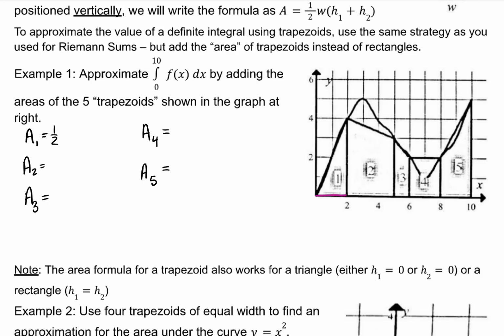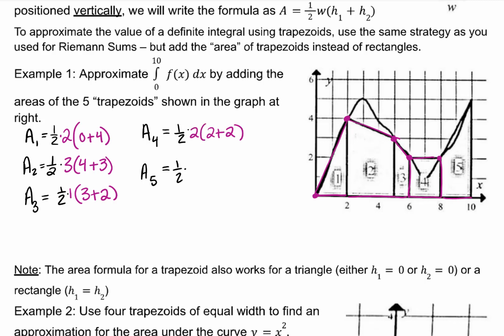The width of our first trapezoid is 2. Height 1 is 0. Height 2 is f of 2, which is 4. For trapezoid number 2, the width is 3, the first height is 4, and the second height is 3. The width of trapezoid number 3 is 1, the heights are 3 and 2. The width of trapezoid 4 is 2, its height number 1 is 2, and height number 2 is also 2. The width of our last trapezoid is also 2, height number 1 is 2, height number 2 is 5.